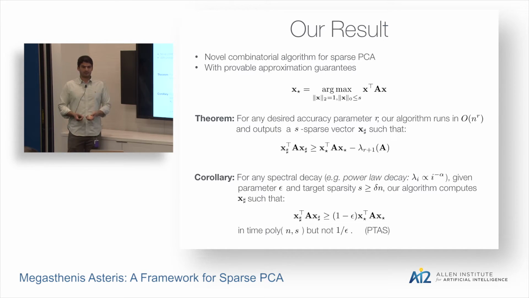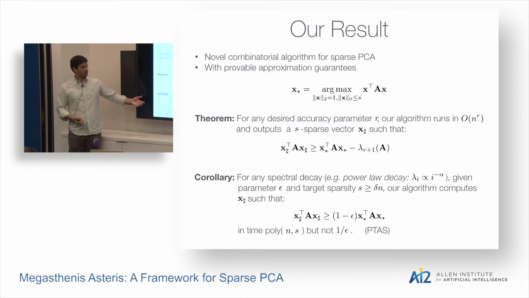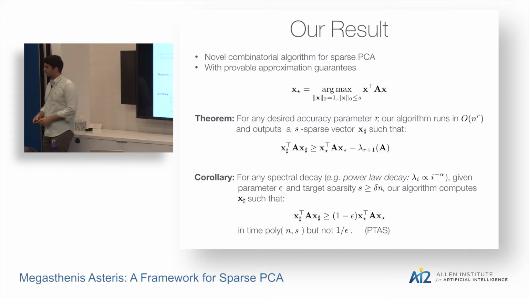Of course, a target sparsity S, and if this target sparsity grows linearly with the dimension n, then I can guarantee that the output x sharp will be arbitrarily close to the optimal objective. So I get a multiplicative factor approximation guarantee, with an algorithm that is polynomial in the parameters of my problem, the dimension n and the target sparsity S. So basically, this is what we call a polynomial time approximation scheme. Okay. So we get a PTAS under assumptions.